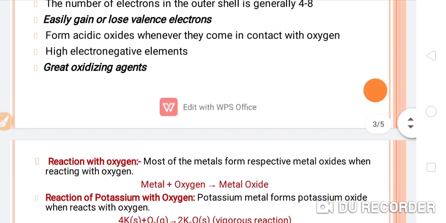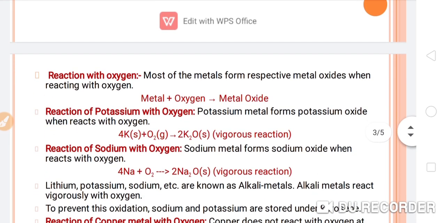Now, the next property, which is an important property, is reaction with oxygen, means the reaction of metals with oxygen. How do metals react with oxygen? Let's see, students. Most of the metals form the respective metallic oxides.